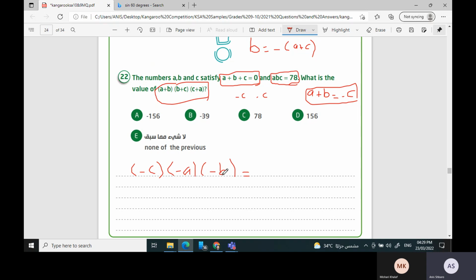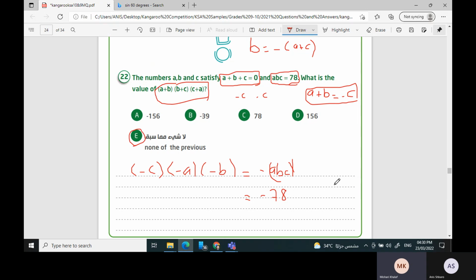Continue. If we want to multiply them, minus and minus and minus, it will be minus. Yes, so negative. Let's put them in the same order, A, B, C. Negative ABC. Okay, but let me put them in the parentheses. ABC alone is equal to how much? 78. Okay, and the minus out. Yes, negative 78. So E is the correct answer? Of course, because we don't have negative 78 and we solved that.